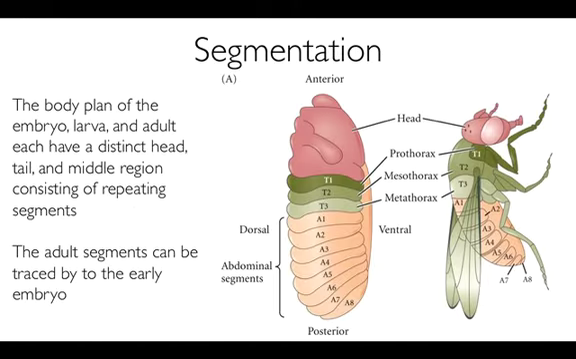So, importantly, the body plan of the embryo, larva, and adult each have a distinct head, tail, and middle region, and the middle regions are constructed of these repeating segments. We're going to talk a lot about how those segments are formed in the next lecture. So these adult segments can be traced right back to the embryonic segments. Without these embryonic segments, these adult segments don't form.